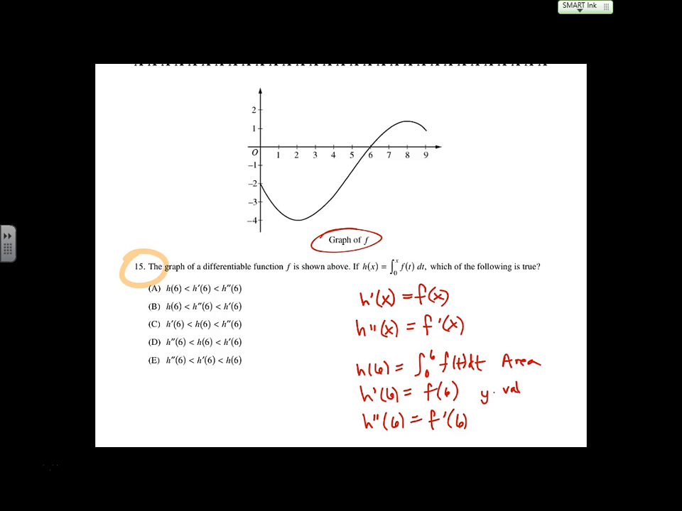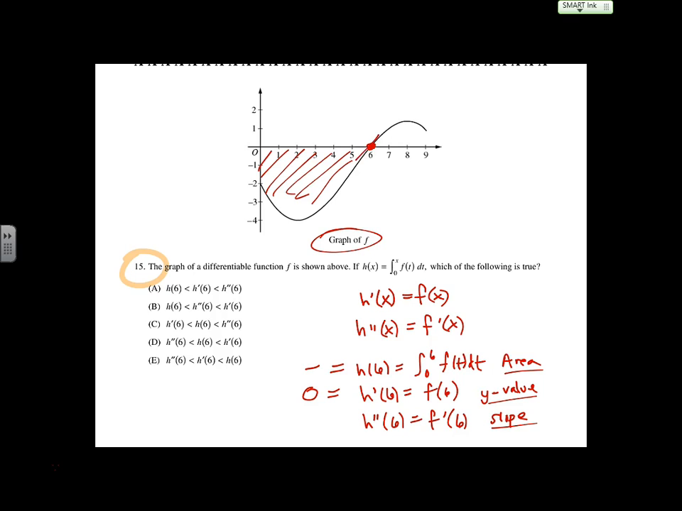How to think about it, right? Because if we have a graph of f, then the integral would be area. F of 6 would be a y value. Slope would be the derivative of f. So go find h of 6. H prime is the least. F of 6 is 0. The integral from 0 to 6 is something negative.